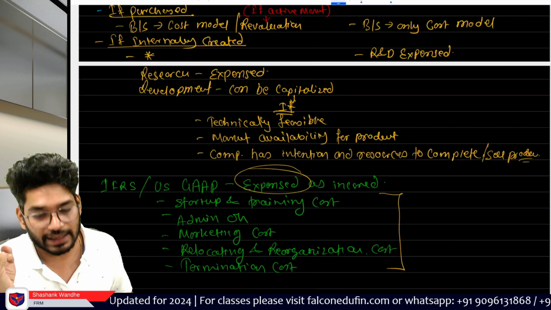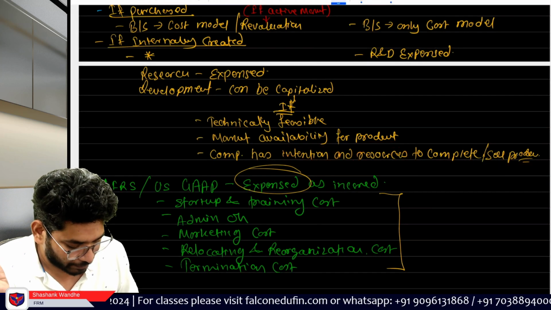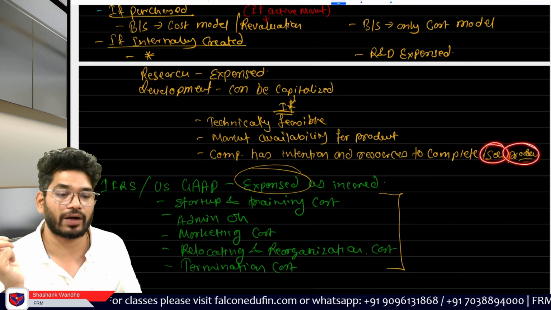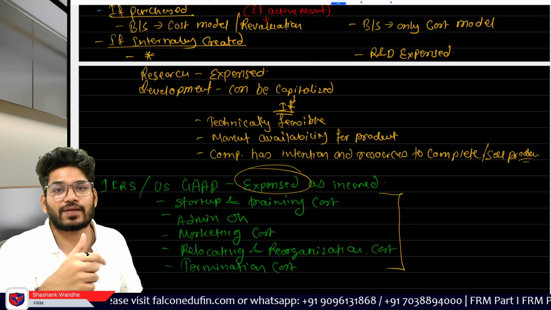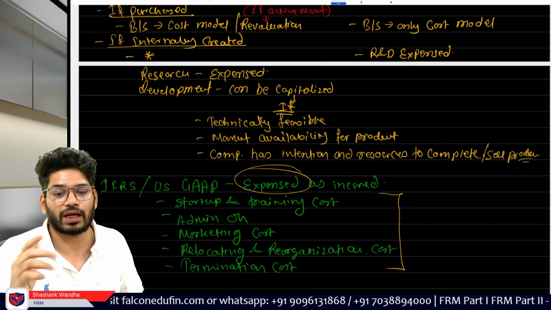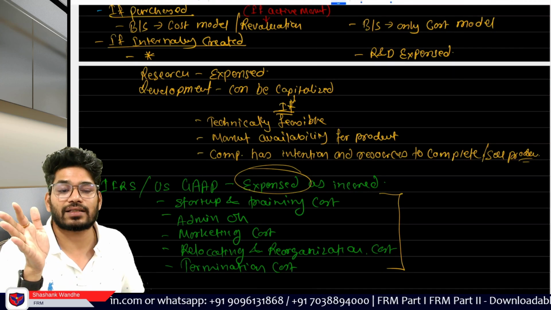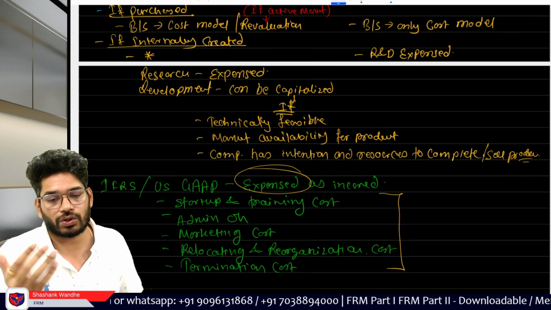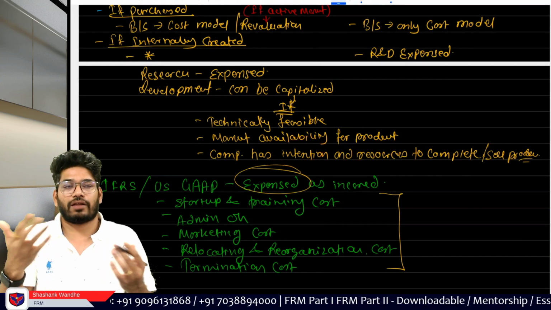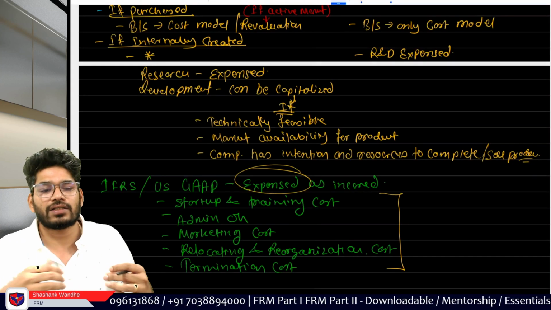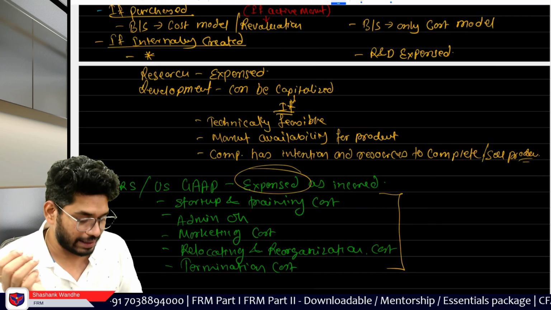And third point is the company has intention and resources to complete and sell the product. Remember, the company has intention as well as resources. Company has intention, no resources, not allowed. The development expense will be expensed. Company has no intention and resources, then also. So both should be there. Intention as in the willingness, resources as in enough funds, infrastructure, and so on, to complete the project and sell the product.